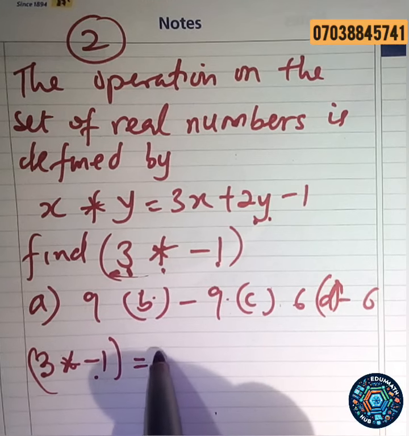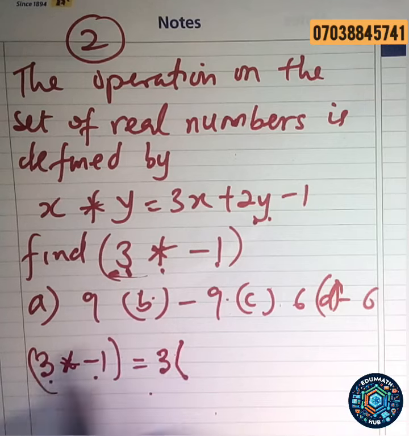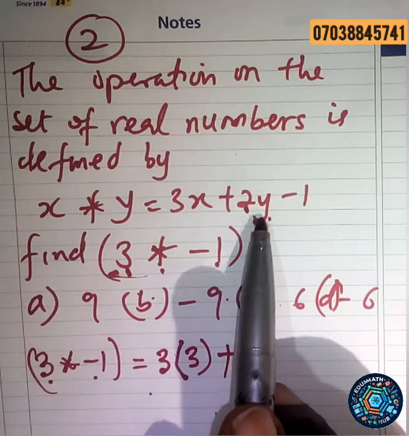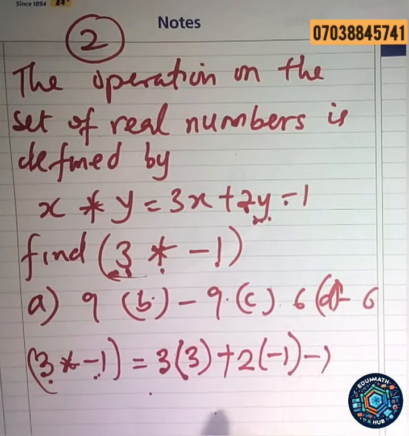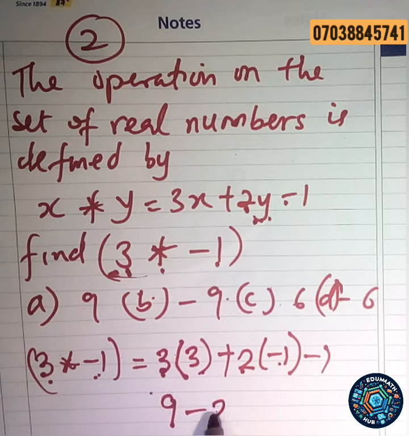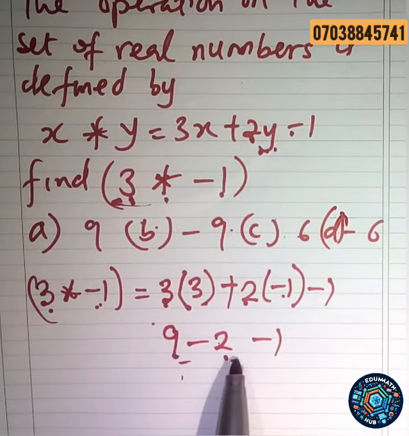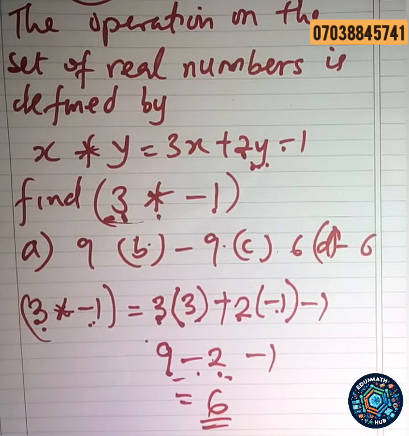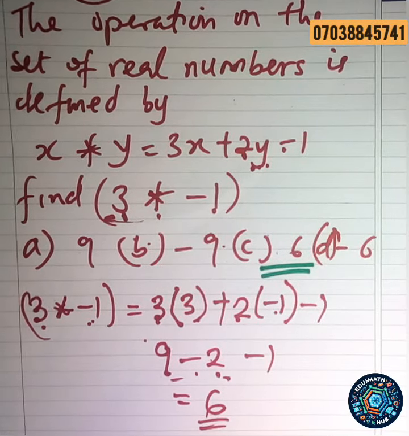So you're going to have 3, open your brackets. x here is 3, plus you have 2 here. The value of y is minus 1. Then minus 1, the last part, minus 1. So 3 times 3 gives you 9. 2 times minus 1 will give you minus 2, then minus 1. So 9 minus 2 will give you 7. 7 minus 1 will give you 6. So the answer to this question is 6. You can see it's very simple. Okay, let's move to the next one.